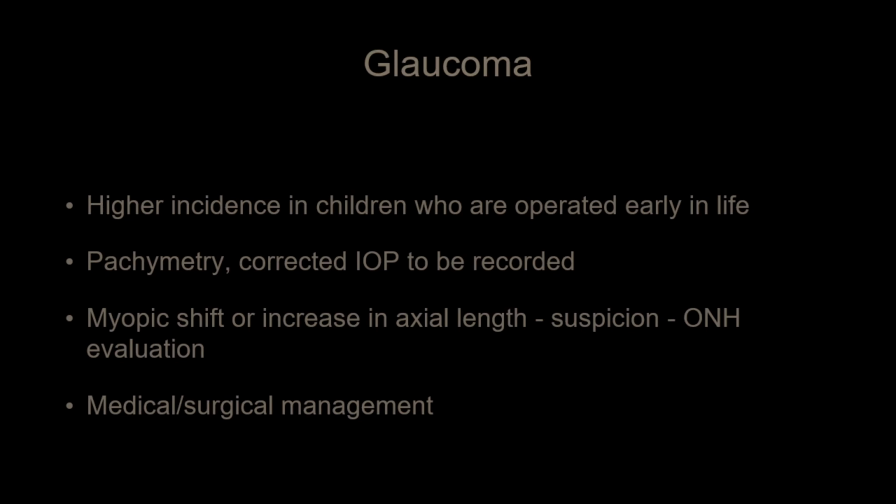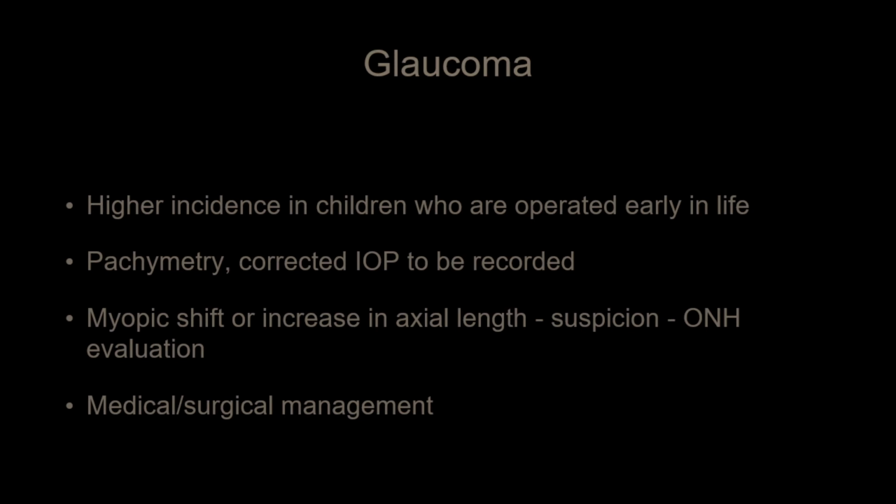So a baseline pachymetry and corrected IOP needs to be recorded. If there is a myopic shift or increase in axial length, we do not consider pachymetry or corrected IOP. If the pressures are high, you will treat it. That is what the new World Glaucoma Association guideline says, that in children you need not correct for the corneal thickness because it is not right in children.